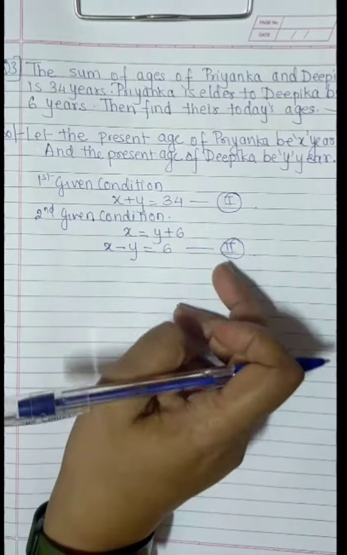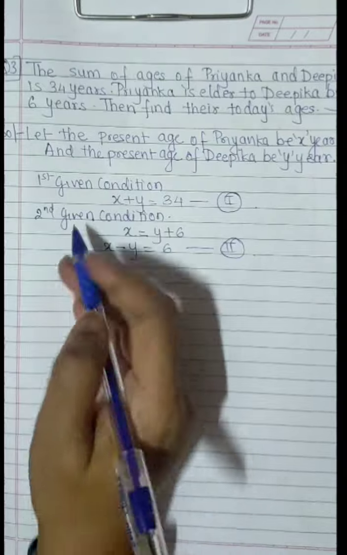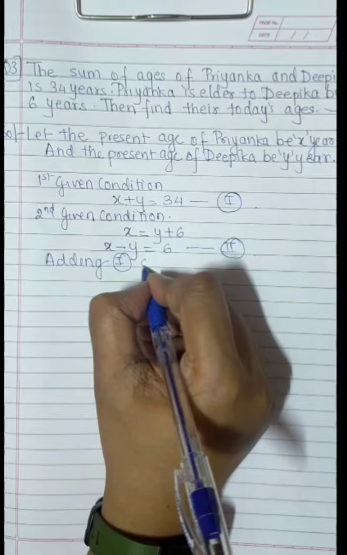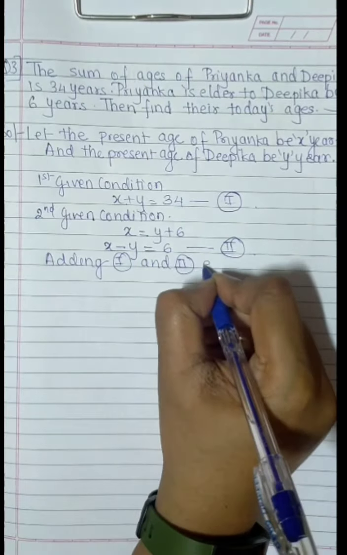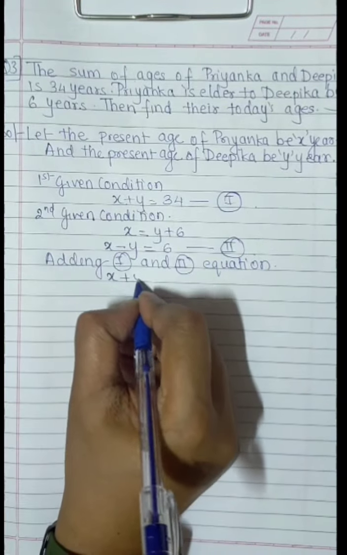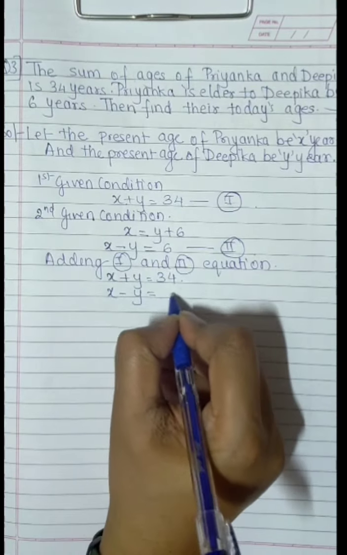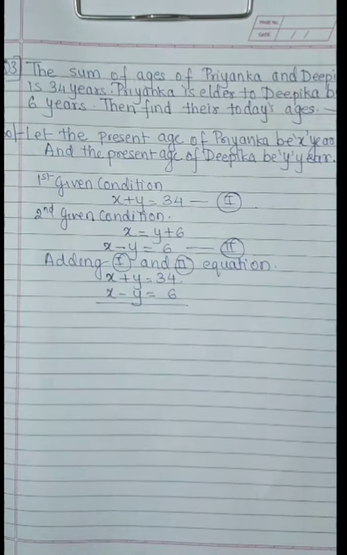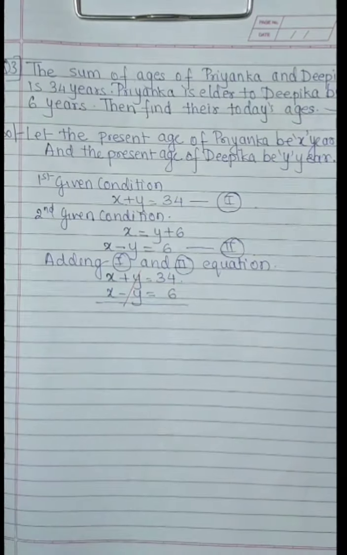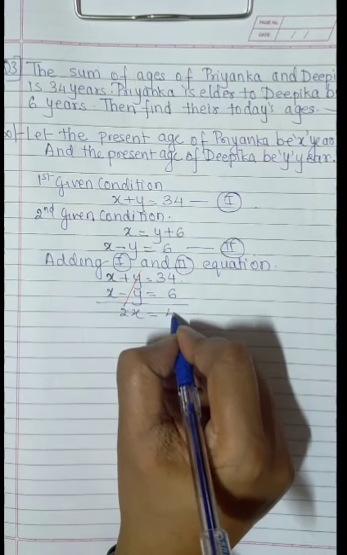Now, we are going to add both equations. As you can see, we are having plus Y and minus Y. So I am adding first and second equation. X plus Y equal to 34, X minus Y equal to 6. Now we are going to add these both. First we will cancel plus Y and minus Y. So what remains? 2X equal to 40.